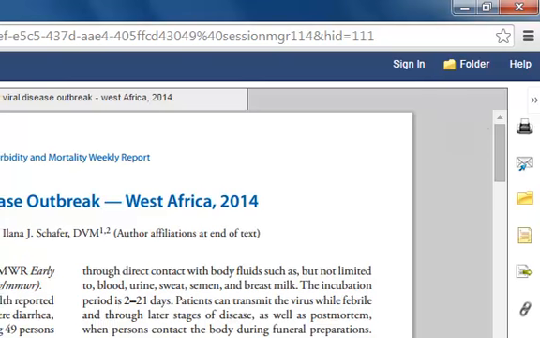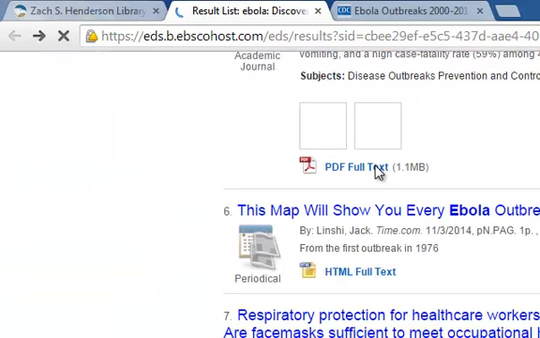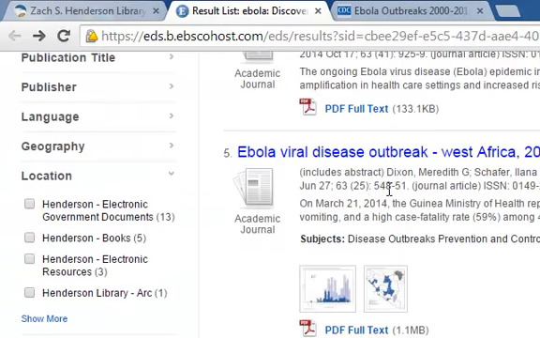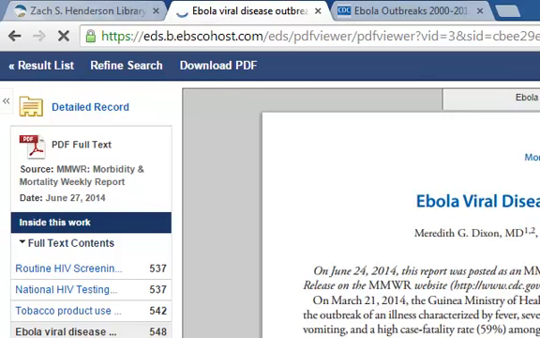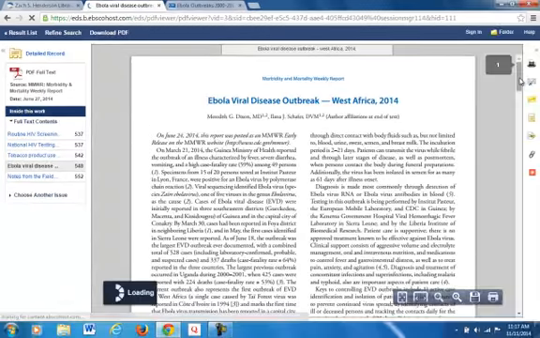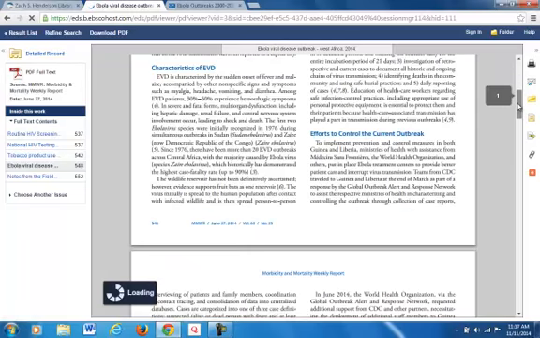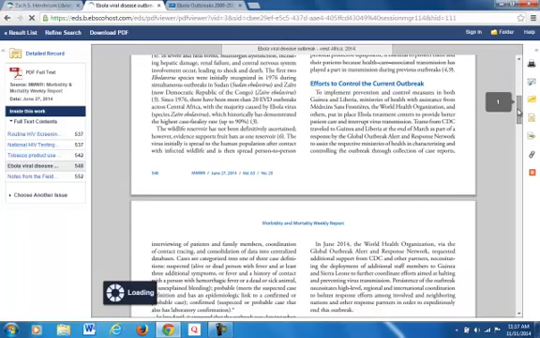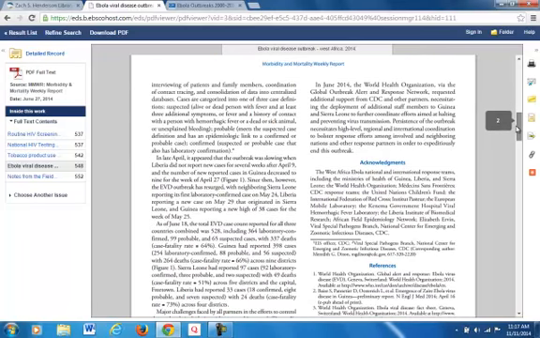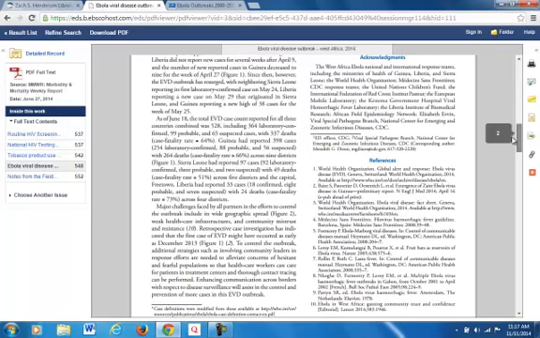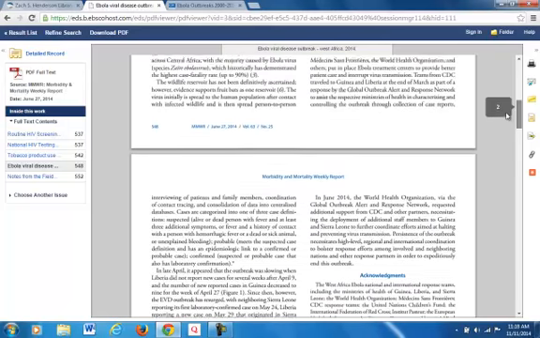So now I'm looking at, what is this? Okay, it's an academic journal article. Okay, so this article is showing some ways that the World Health Organization and the CDC tried to contain the outbreak and control it. So that could be another point that I could touch on in my paper.